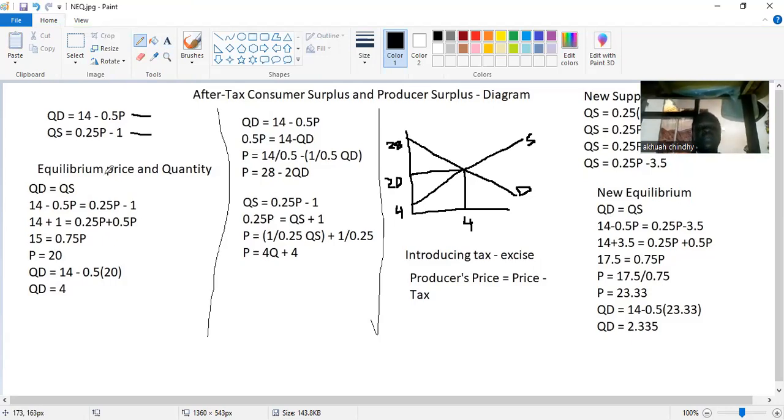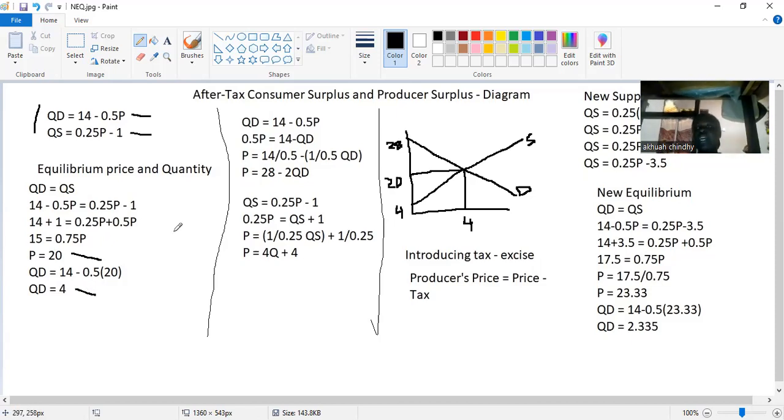The first thing was to find the equilibrium price and quantity. So we just equate quantity demanded to quantity supplied. Then you do change of subject and we end up with price being 20 and quantity demanded being 4. When you put the price in either of the functions, you're going to get the same quantity figure. So quantity is 4 in the market, that's the equilibrium quantity.